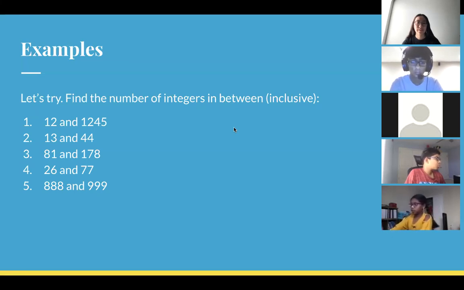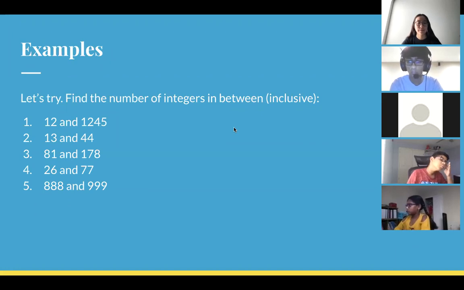Okay, so Santoshi, you were the first to answer that one. Do you want to explain how you got that answer for number 2? So I subtracted 12 from each thing, and then I added 1, and that gave me 32. Yeah, okay, great. Okay, so moving on to number 3.